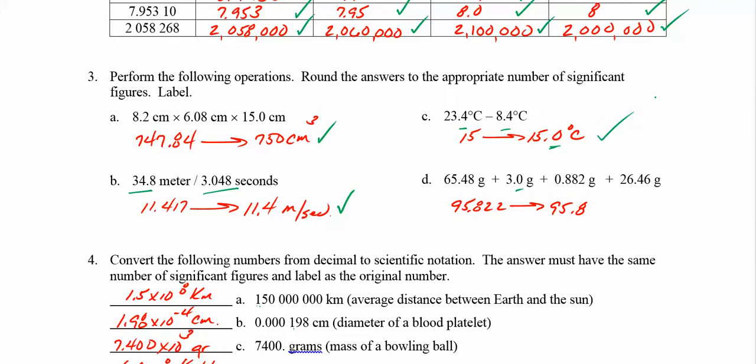Let's look at D. We've got 65.48 grams, 3.0 grams, 0.082 grams, 0.882 grams, and 26.46 grams. I'm adding this time. But again, the rule is the same. Addition or subtraction, I look to see what's on the right of the decimal. 2 here, 1 here, 3 here, 2 here to the right of the decimal. I can have one number to the right of the decimal. I've got 95.822. The 2 does not kick the 8 up. I've got 95.8 as my answer. Let's look at number 4.